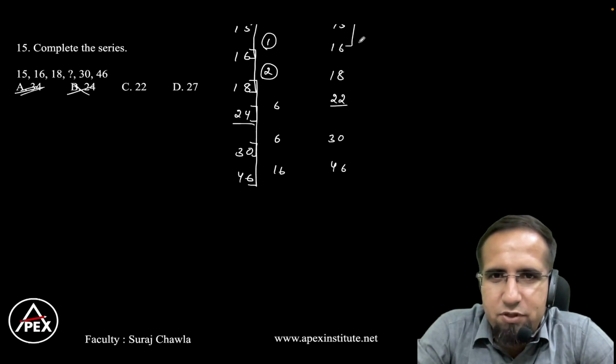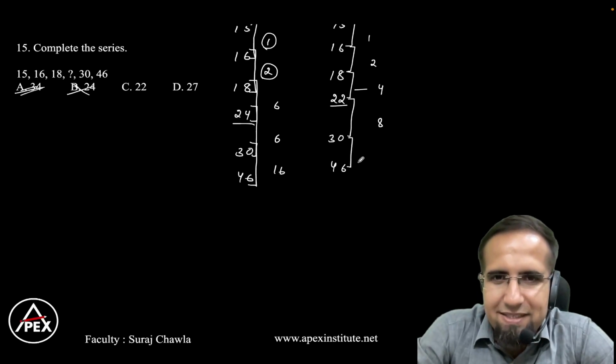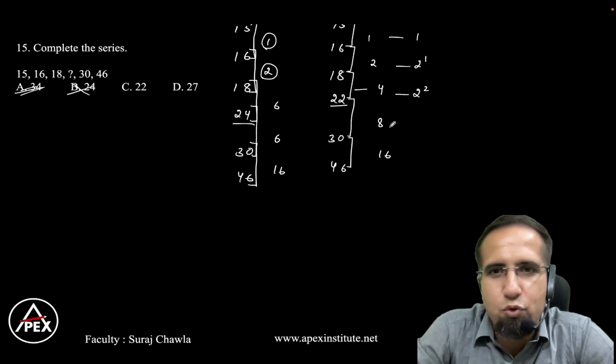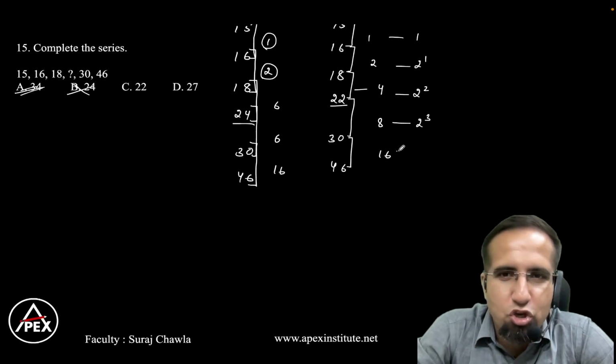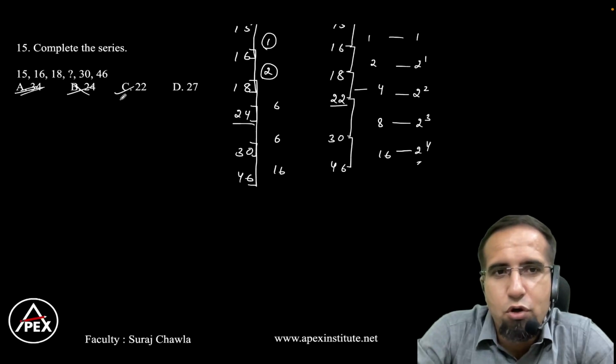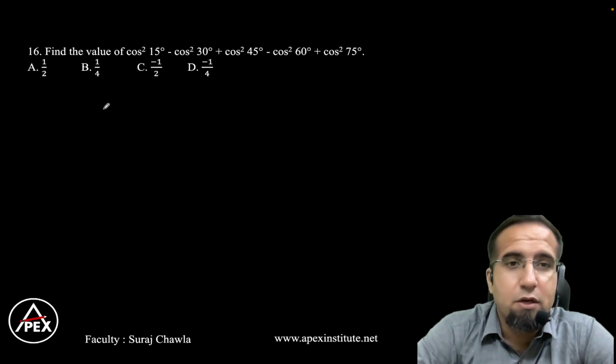So this gap is 1, this gap is 2, this gap is 4, this gap is 8, and this gap is 16. So I can see this as powers of 2: 1, then I have 2 to the power 1, then 2 square, then I'm adding 2 cube, and then I'm adding 2 to the power 4. So this sequence is working for us, so therefore option C becomes your final answer. Right? Now let's look at this question.